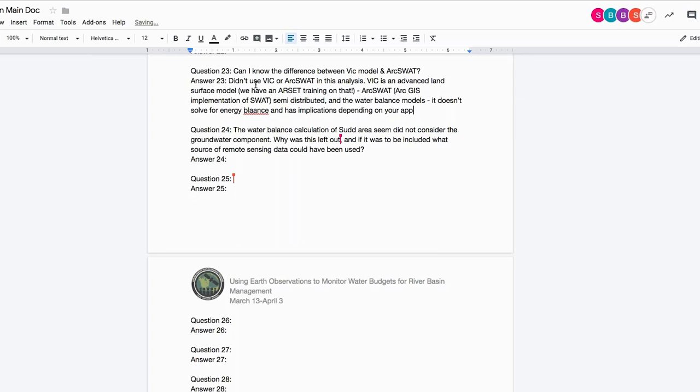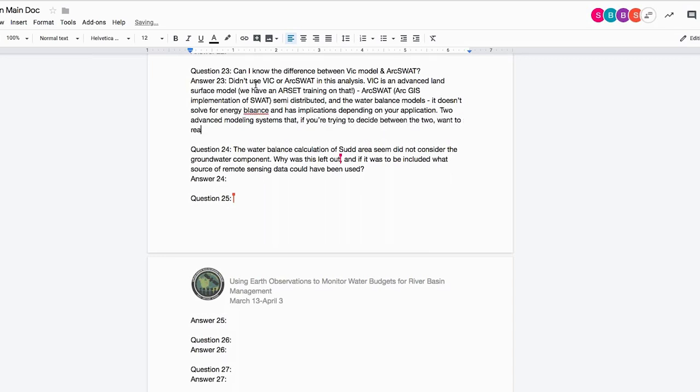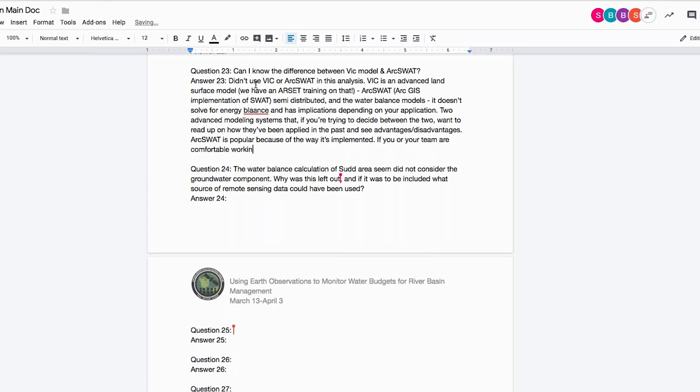But really, there are two advanced modeling systems. If you're trying to decide between the two of them, you'd want to read up on how they've been applied in the past, and you'll see advantages and disadvantages of each. There's also a practical consideration here. ArcSWAT is quite correctly popular because of the way it's implemented. If you or your team are comfortable working in a GIS environment and not perhaps a command line Linux environment, ArcSWAT is a great option.